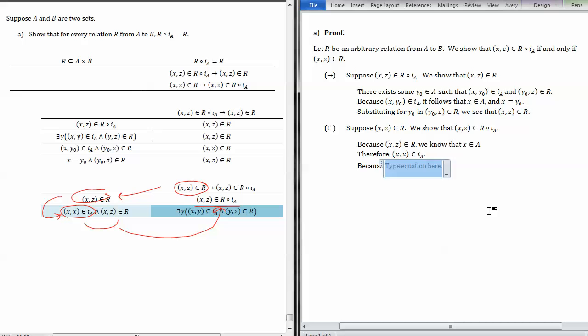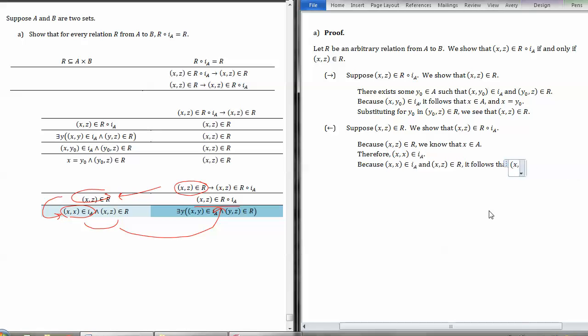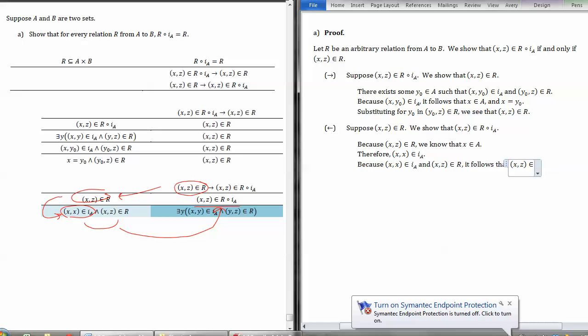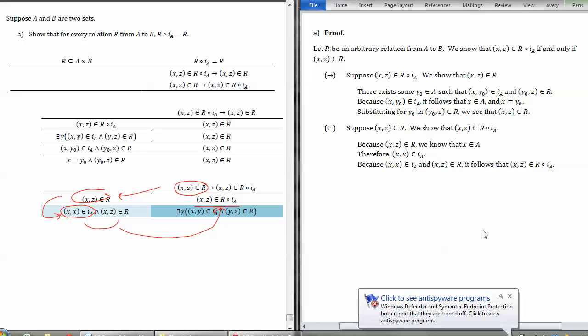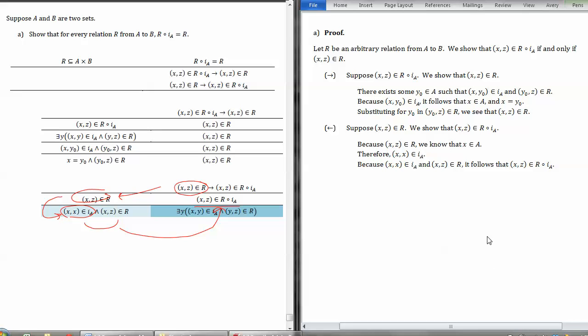So because x, x is in the identity on A, and x, z is in R, it follows that x, z is in R composed with I sub A. Good, and that was our goal, right? x, z is in R composed with I sub A. So that finishes the proof.